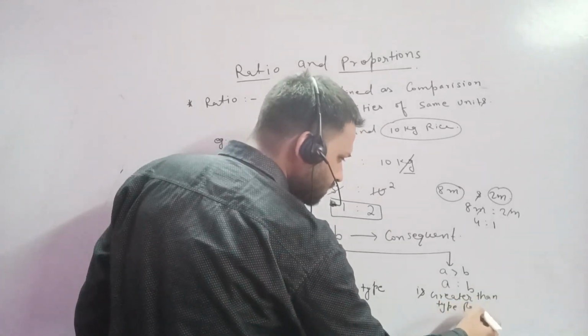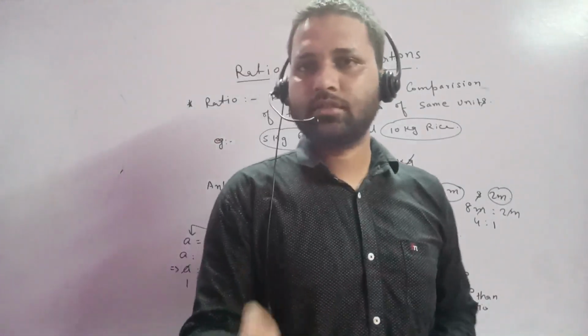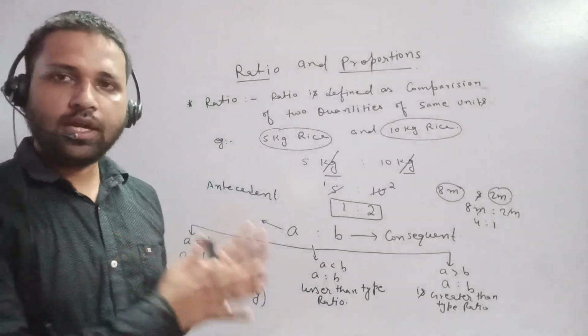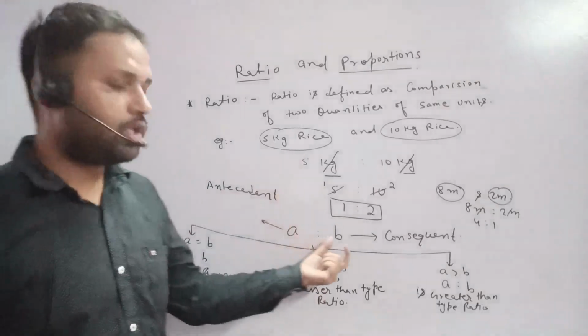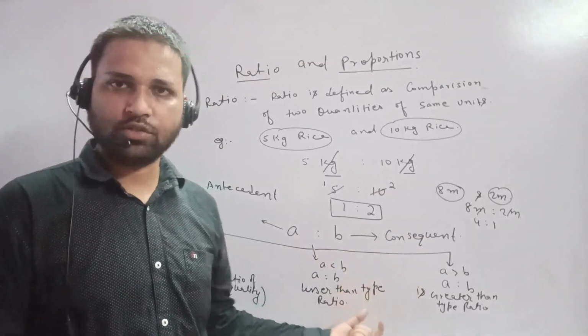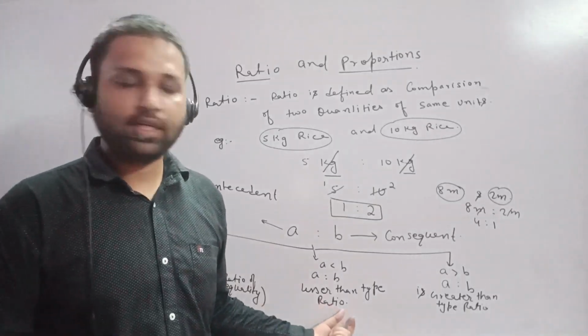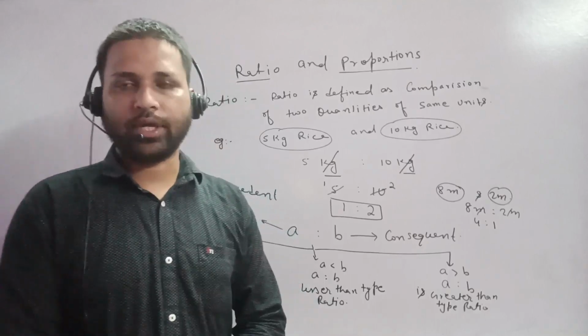type ratio. Okay. First of all, in this small video, we can learn what a ratio is. Then, the types of ratio. There are 3 types of ratio: one is the ratio of equality, another is the lesser than type ratio, and third is the greater than type ratio.